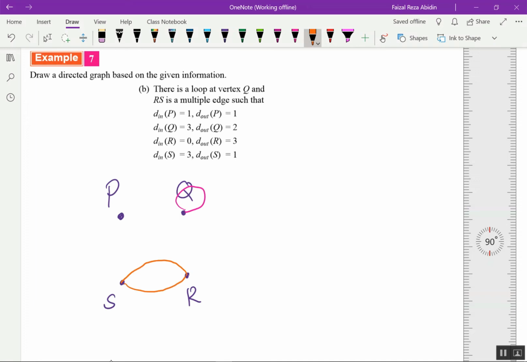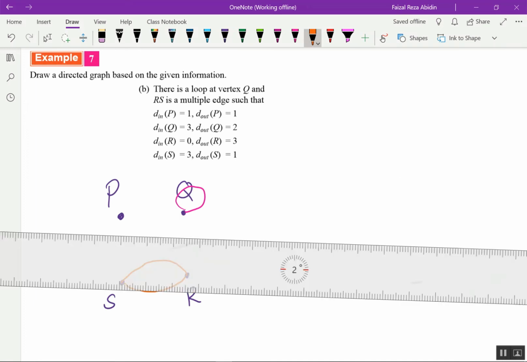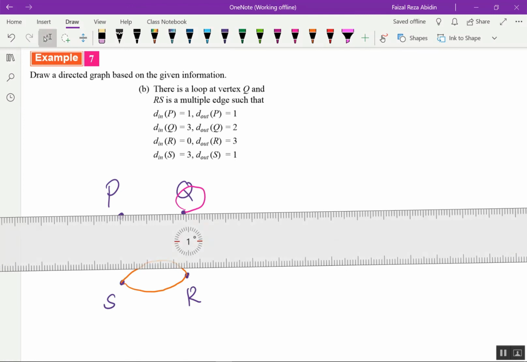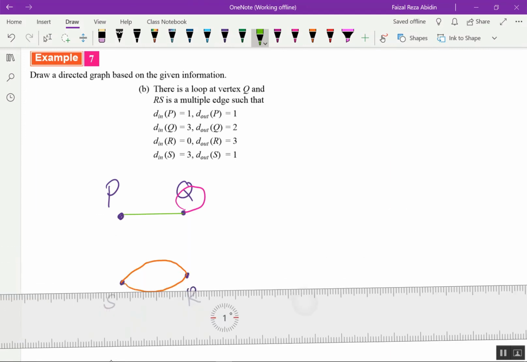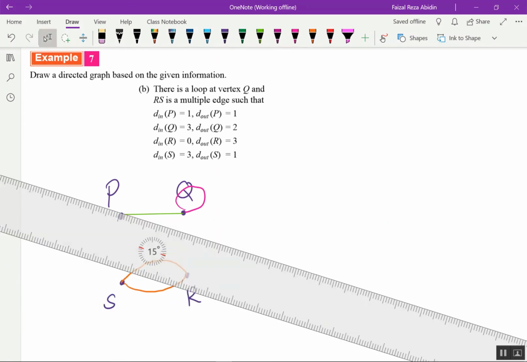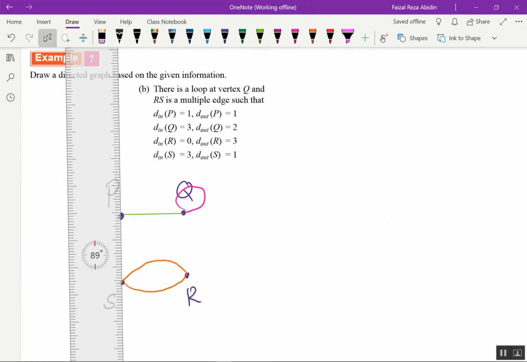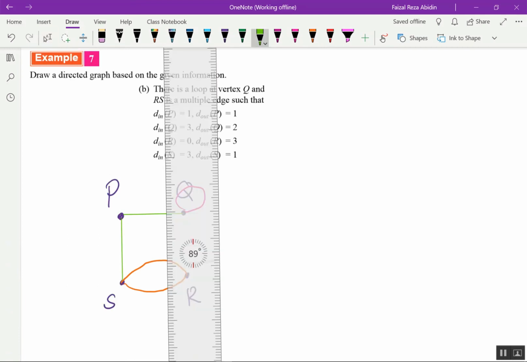Okay, degree in for P. Okay, so it's connected over here. I want to draw the connected edge first. Okay, P in 1, out 1. So means that 1 is in, 1 is out. Okay, so I put here.